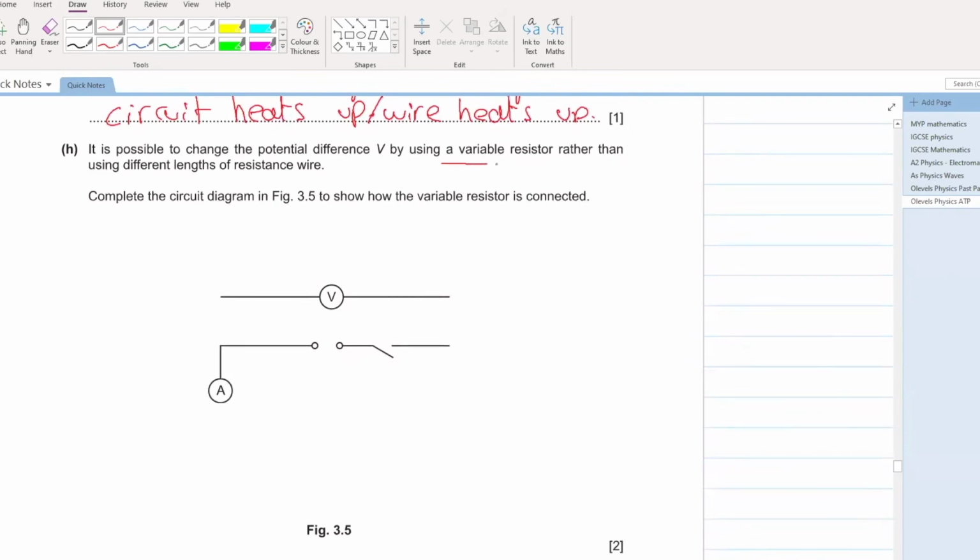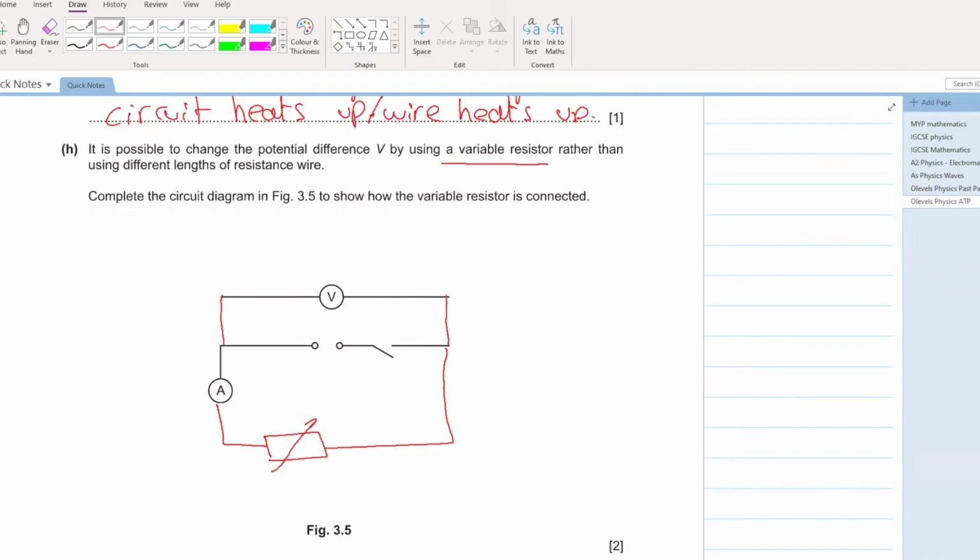It is possible to change the potential difference by using a variable resistor rather than different lengths of resistance wire. Complete the circuit diagram in 3.5 to show how the variable resistor will be connected. Very easy. Somewhat like this. This is your variable resistor. And you close this. Voltmeter will be connected in parallel here. Perfect. Variable resistor का symbol हमने बना दिया है. That's it for this question, I guess.